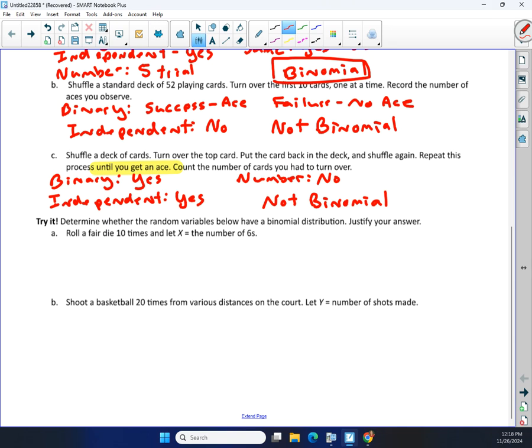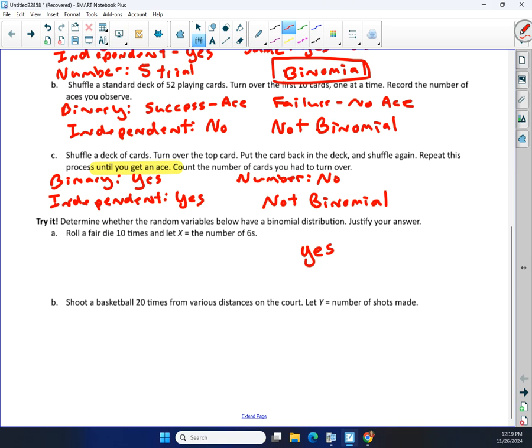So A is a yes, it is binomial if you didn't get that. It's binary because I'm rolling a fair die 10 times, and we want X to be the number of sixes. So a 6 is a success, a no 6 is a failure. Independent, a fair die, whatever I get on the first does not affect the second one.